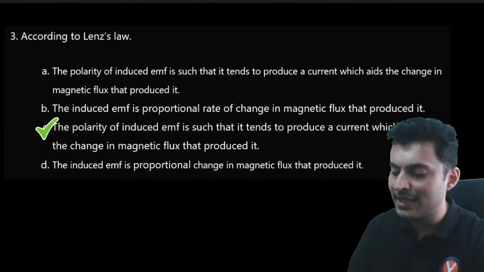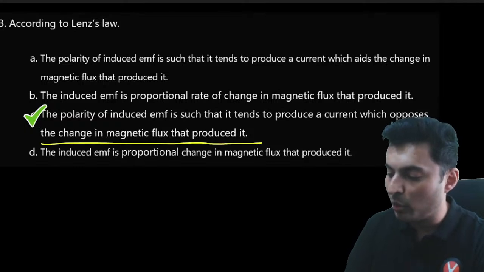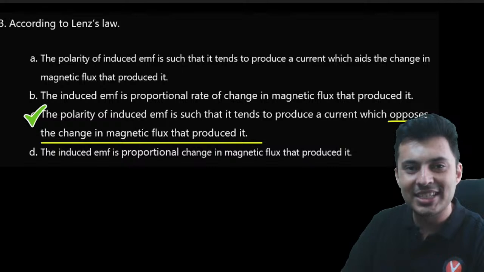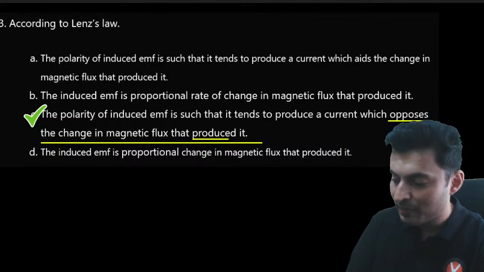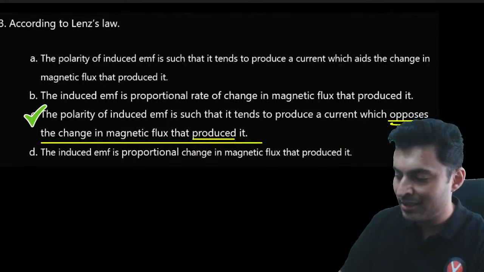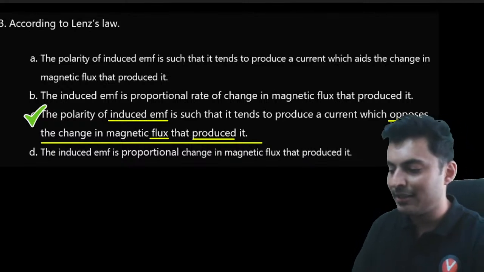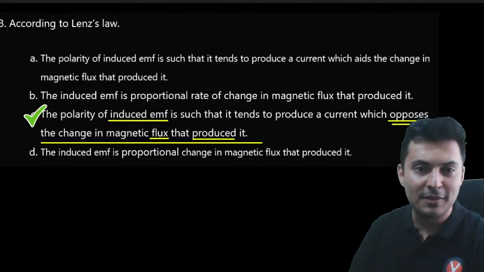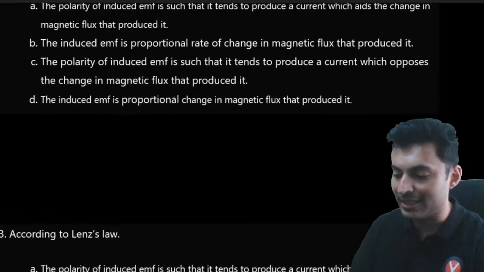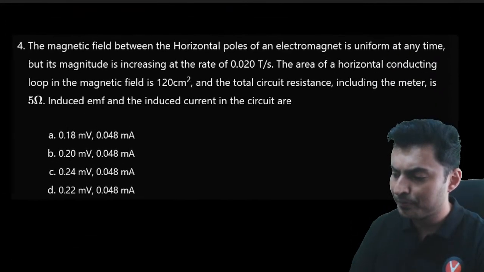Yes, the answer is C. The polarity of the induced EMF is such that it tends to produce a current which always opposes, this word opposes is important, the change in the magnetic flux that produced it. It opposes the flux which produced it. So the induced EMF direction produces a current which opposes the change in the flux. That is the statement of Lenz's law based on energy conservation, and it gives you the direction.